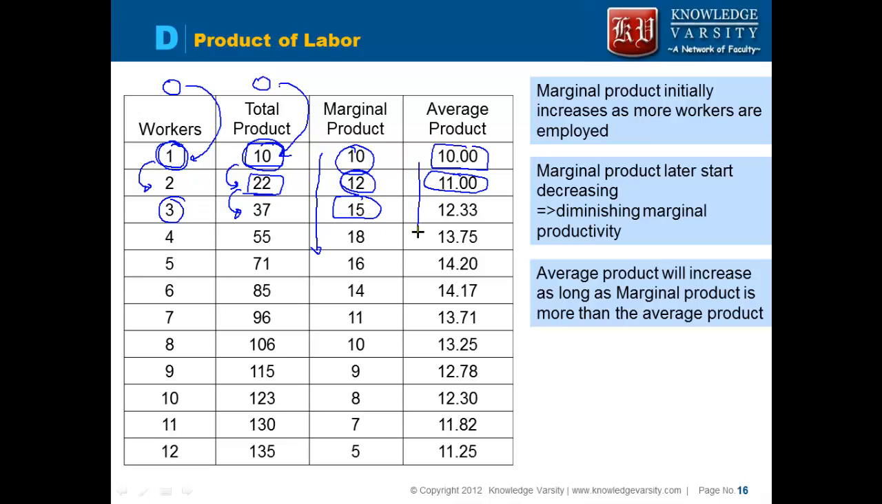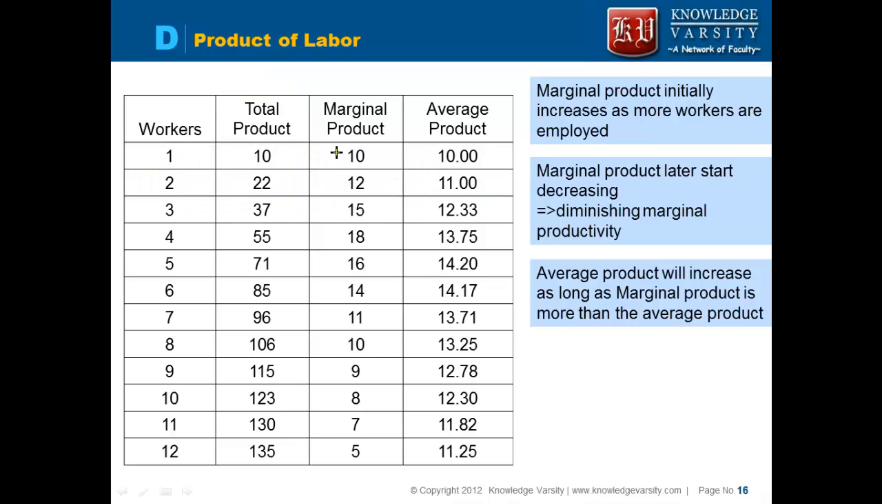Your average product is also increasing. See, so your marginal product is increasing, your average product is increasing. Okay. Now when you hired the 5th worker, your total product increased, but it increased by only 16, which is lower than your previous marginal product. So it is increased, but what you find is that the average product is increasing. Okay, now what could be the reason here? Why is the average product increasing when the marginal product has decreased?